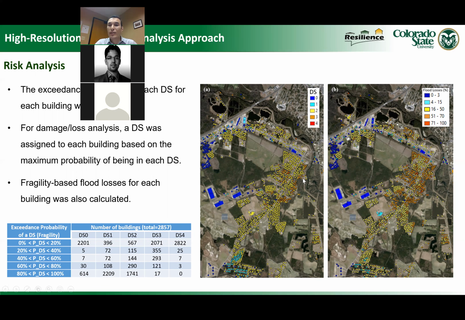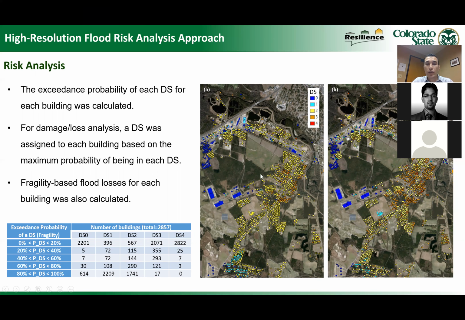So this is a deterministic quantification of the damage. We didn't lose our probabilistic analysis. So we have here in this table the number of buildings within a set of exceedance probability ranges. Here we have 2,200 buildings with an exceedance probability of damage state 1 of more than 80%. And we have 1,700 buildings with an exceedance probability of damage state 2 of more than 80%. So we still have the probabilistic damage analysis, we didn't lose it.